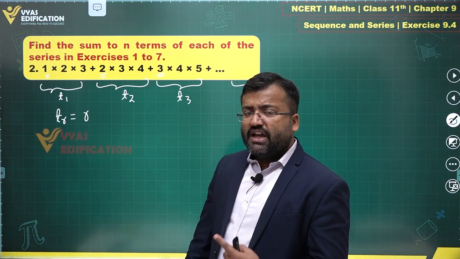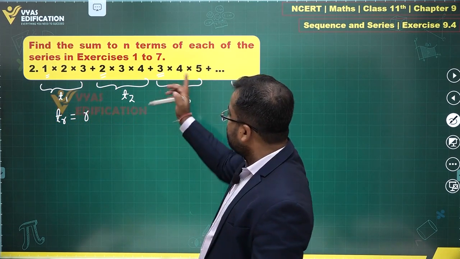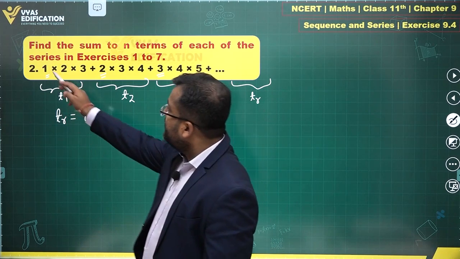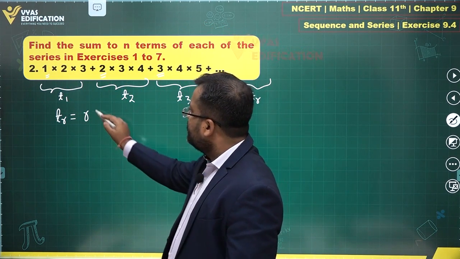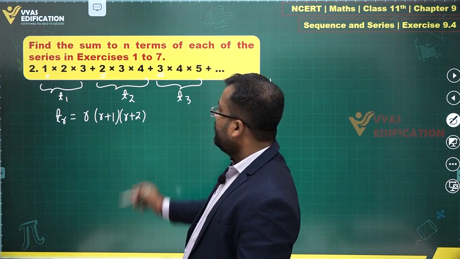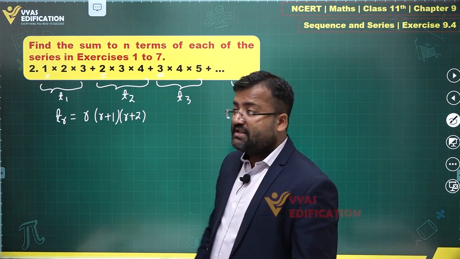Each term is a product of 3 numbers, of which the first is the index; for TR the first number is R. The next number is 1 plus 1, 2 plus 1, and so on, so what you'll have is R plus 1, R plus 2. If you have any confusion, please verify that whatever you have written is correct.